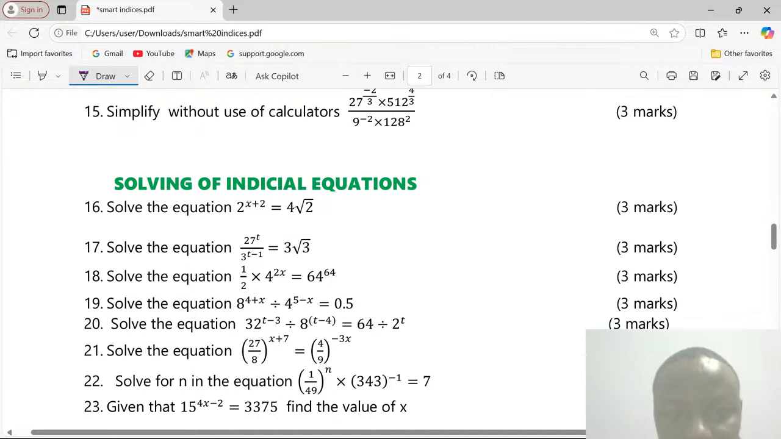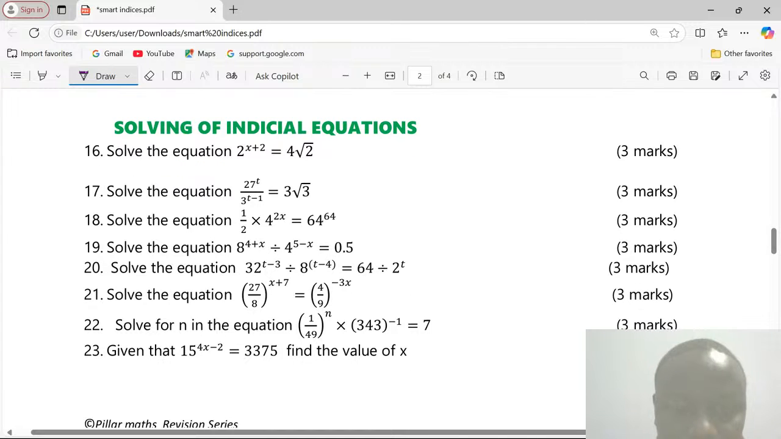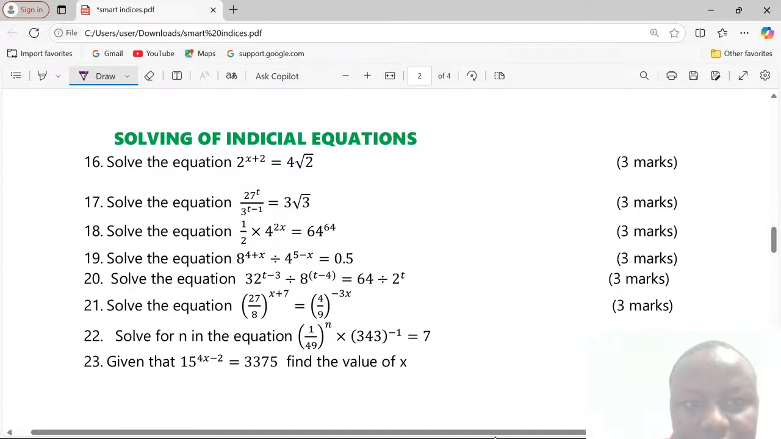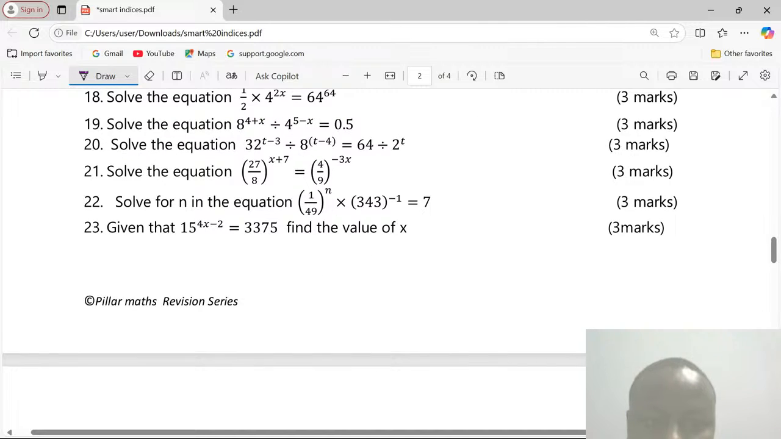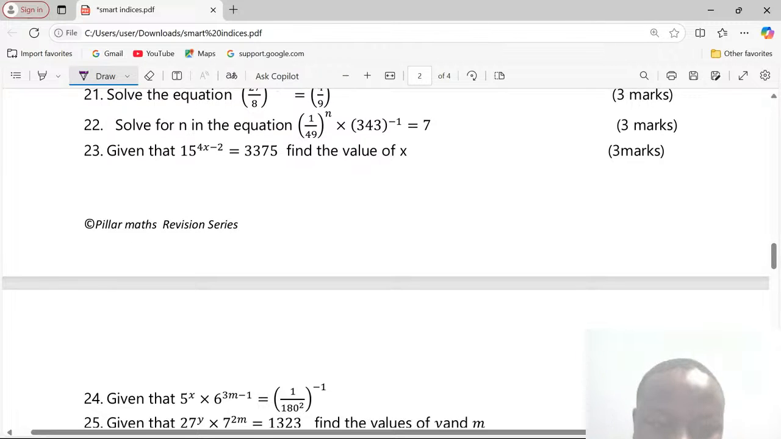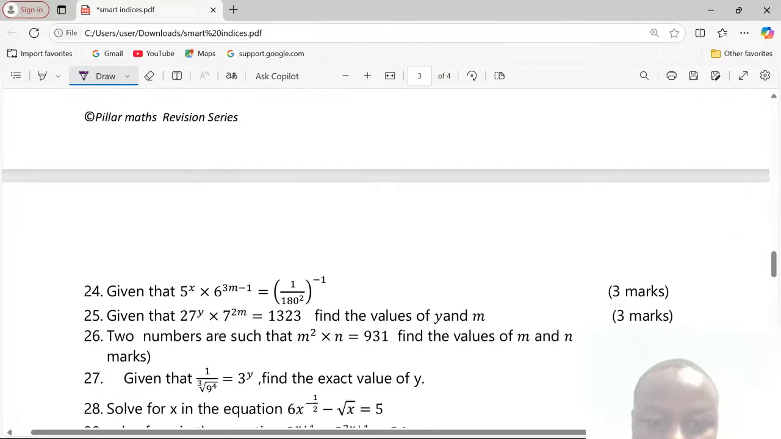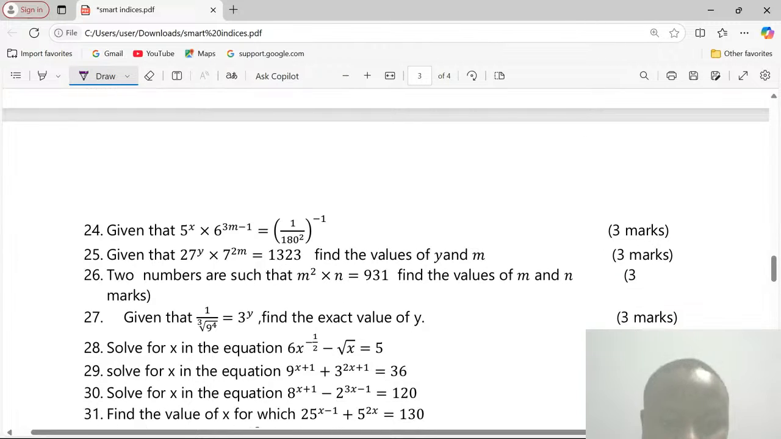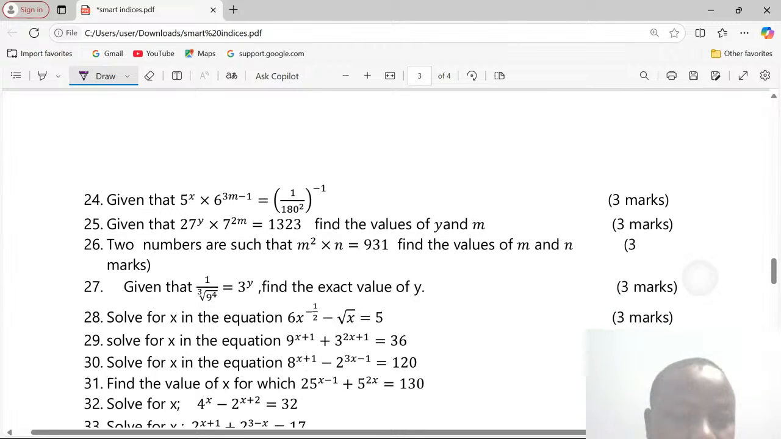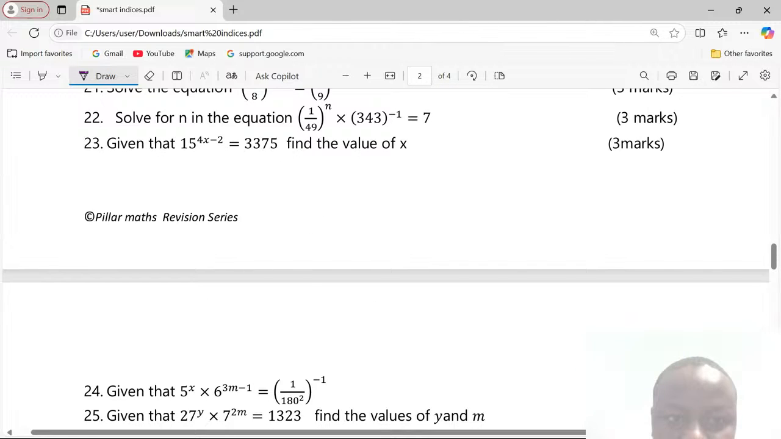At this point, allow me work on solving indicial equations or equations involving indices. Equations that involve indices. And we're going to again solve a few. And after the solution of a few, I will also leave some for you to attempt.